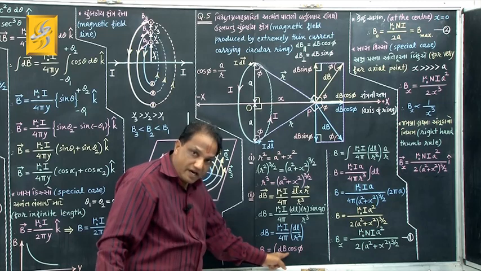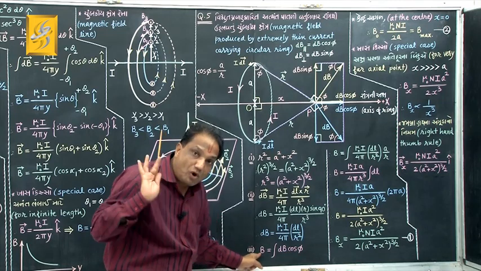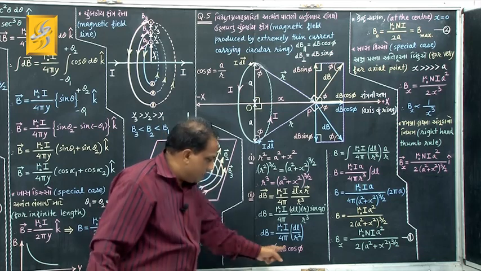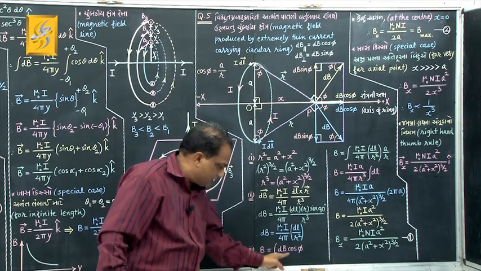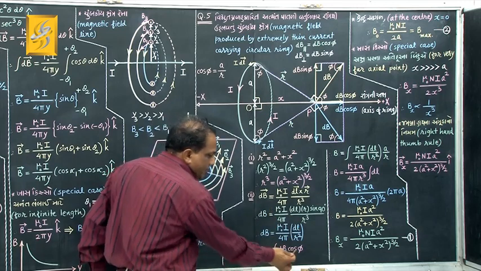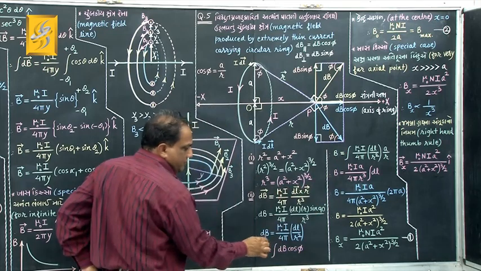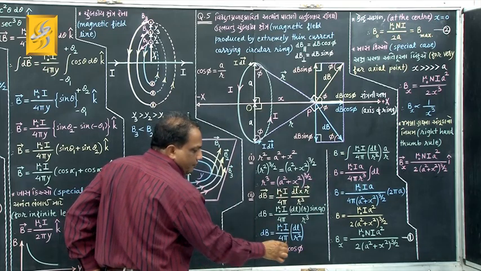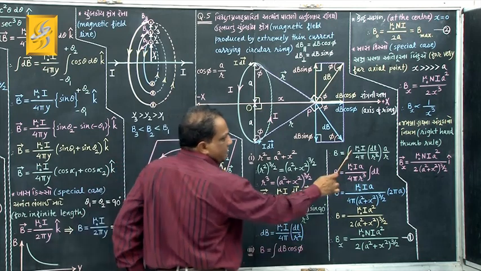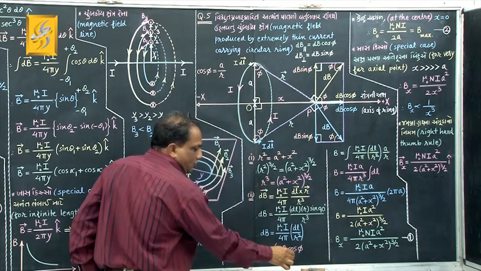And when you make scalar addition of such components, then you will get the resultant magnetic field at point P. Here addition means integration of such components. Integration dB cos phi. The value of dB is mu 0 I upon 4 pi into dl upon r square, into cos phi.